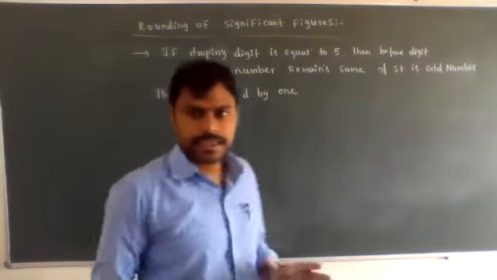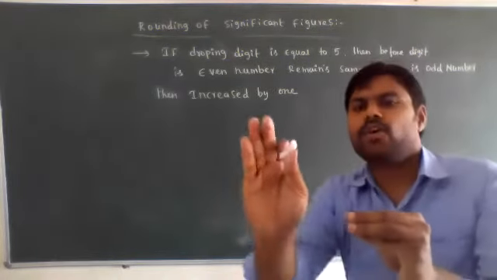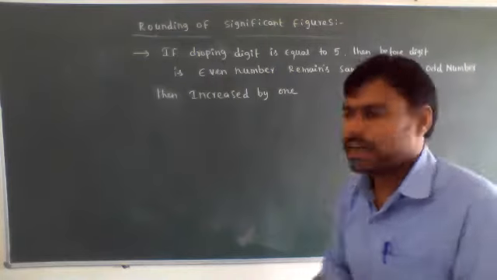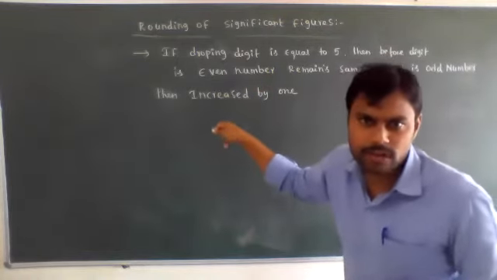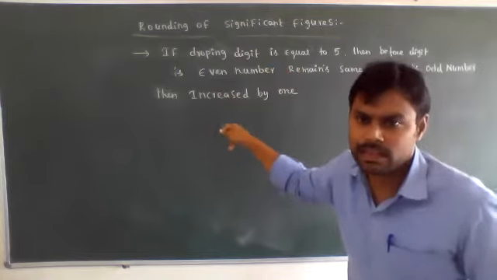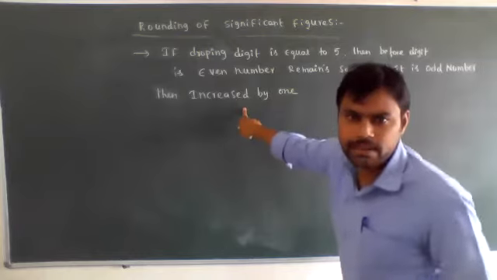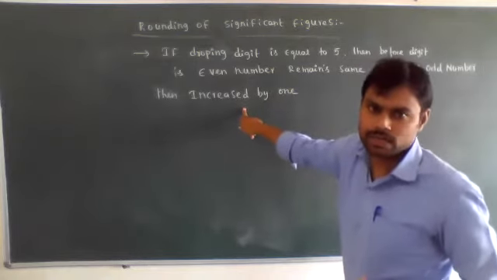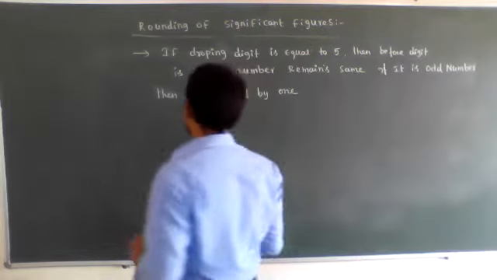See, the dropping digit value is equal to 5. So in that case, we need to check the before digit value. If the before digit is an even number, we have to write it as it is. We have to report it as it is. If the before digit is an odd number, then we have to increase it by 1. So two conditions I said. According to the two conditions, see examples.